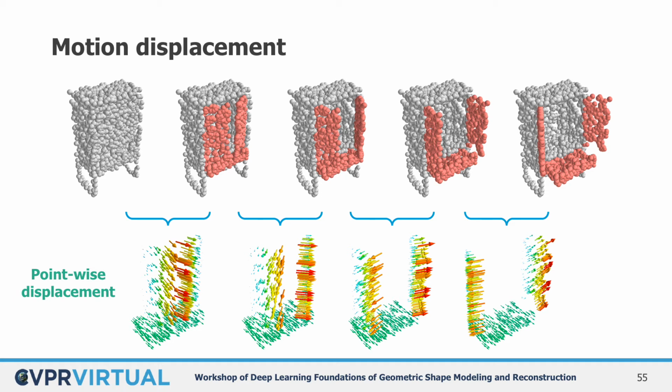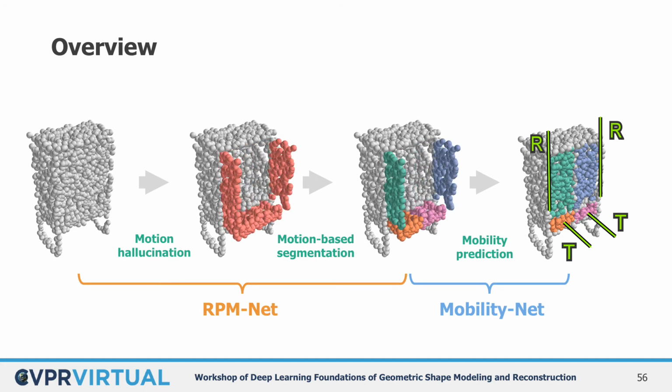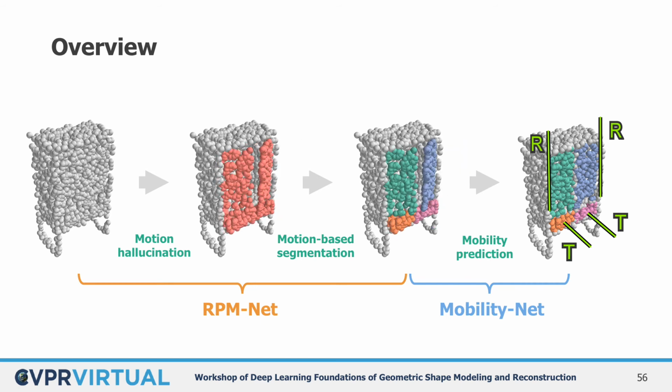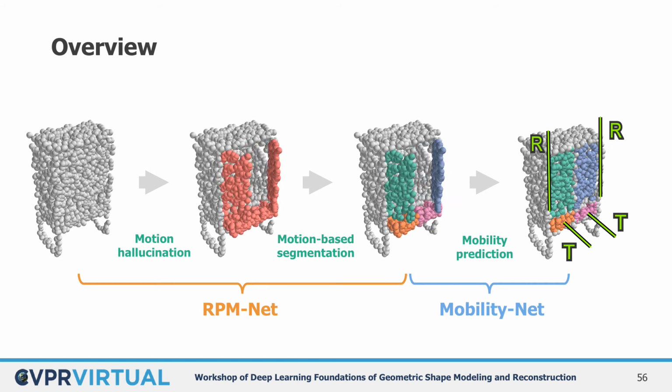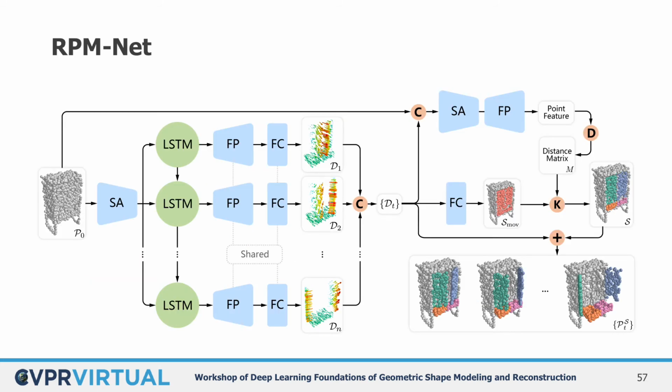First is the RPMNet. The core of RPMNet is a recurrent neural network that predicts displacement maps. Once the displacement maps are generated, they are concatenated and passed with the input point cloud to a segmentation module that provides a motion-based segmentation.